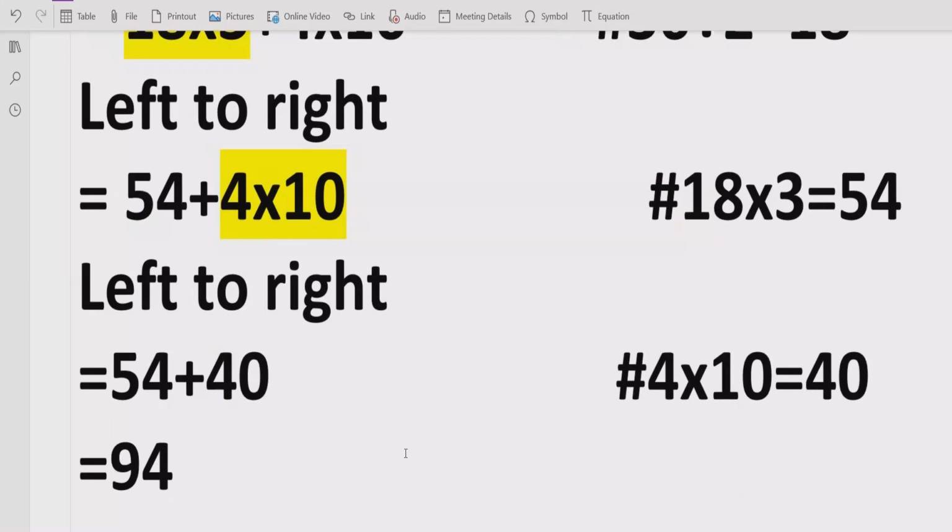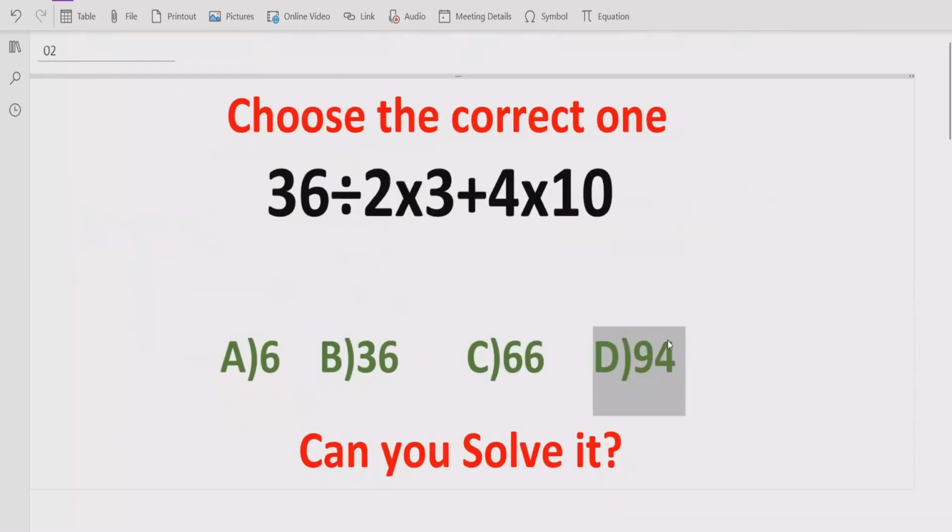If you see the answer list, answer D is the correct answer of this expression. I hope you understand how you can solve the given expression using the PEMDAS and BODMAS method and find out the correct answer. So that's it for today.